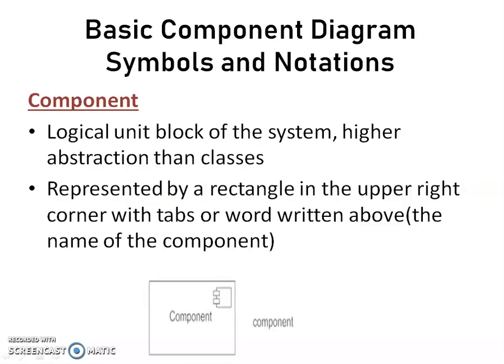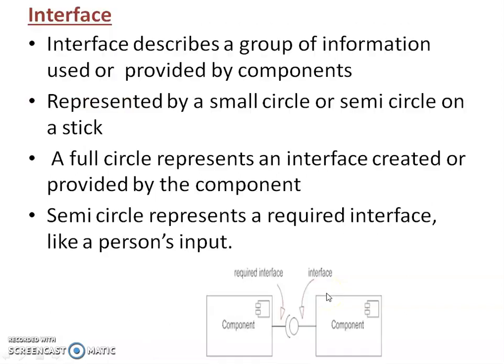This is the second part of component level design and basic component diagram symbols and notations. First one is component. A component is the logical unit block of the system and it has higher abstraction than classes. It is represented by a rectangle with tabs in the upper right corner, with words written above. The words indicate the name of the component through which we can identify that component.